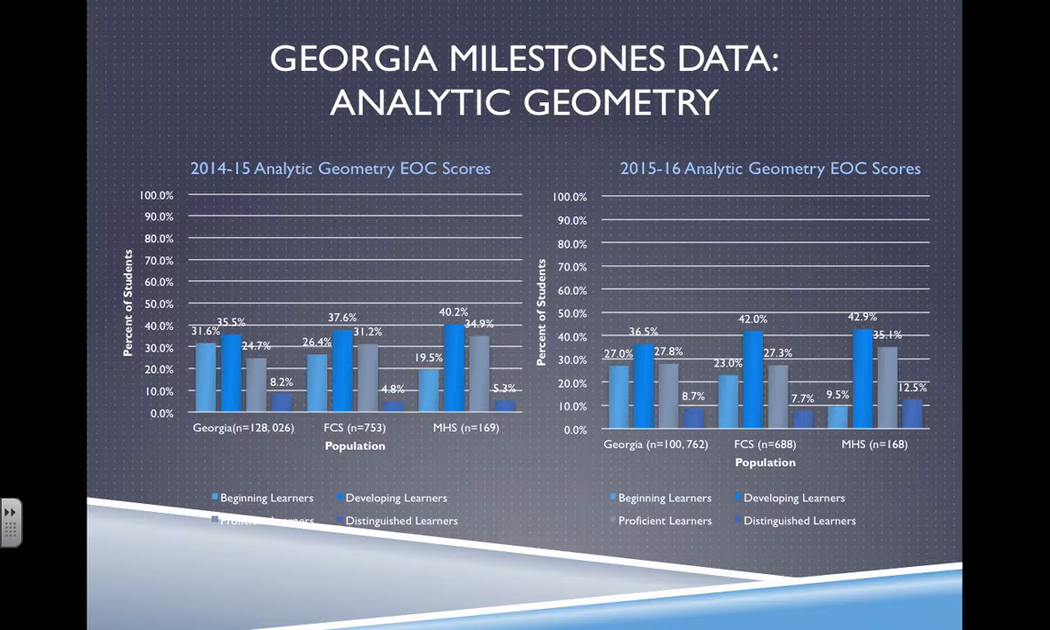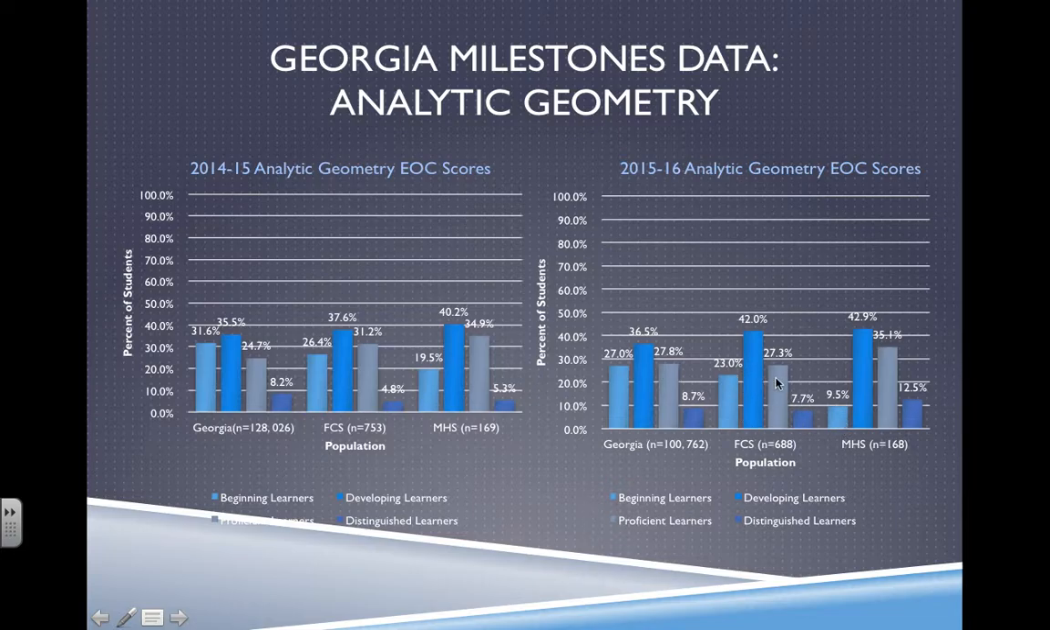We've transitioned to Milestones. So here we have the 4 different proficiency levels, again, compared by state, county, and school. And so we can look at the trends, and hopefully we see an increase from 2014-15 to the 2015-16 administration in the proficient and distinguished learners. Those are the last 2 bars, and we do see an increase in that. We also see an increase in the developing learners, which isn't necessarily ideal, but when you look at the beginning learners, you can see a significant decrease, which is the goal.